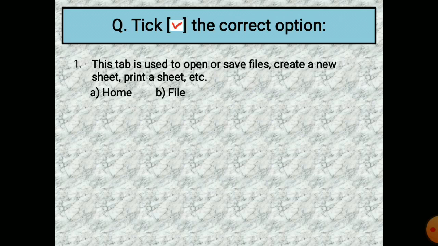This tab is used to open or save files, create a new sheet, print a sheet, etc. Which tab will we use? Student, that is your File tab. Clear? With the help of the File tab, we are able to open or save a file, create a new sheet, etc.